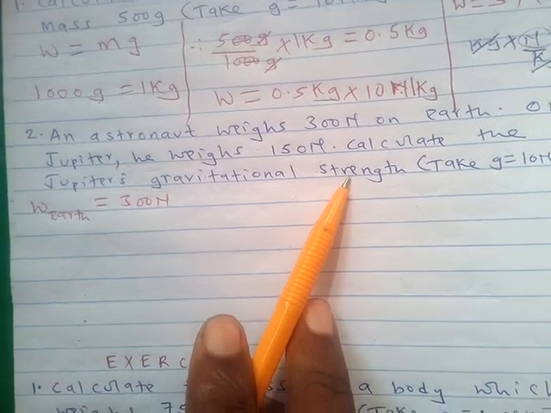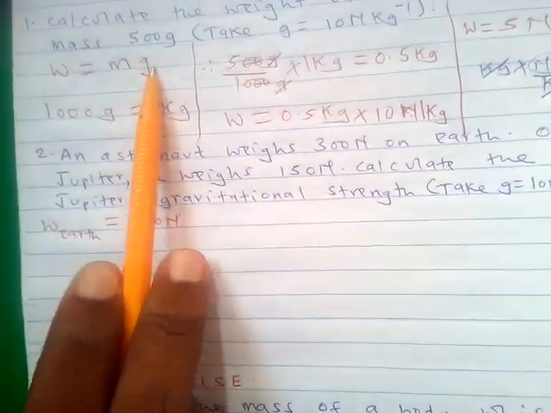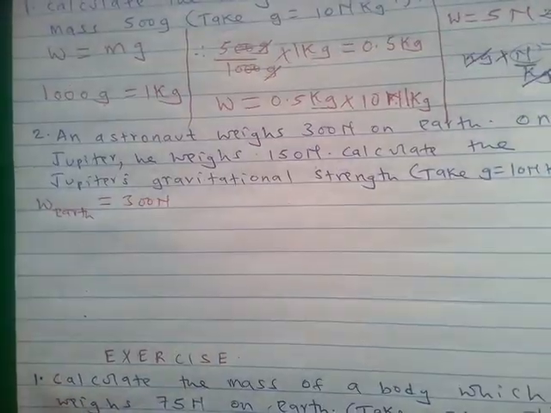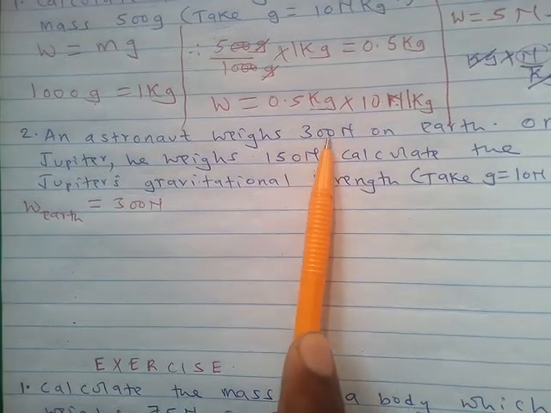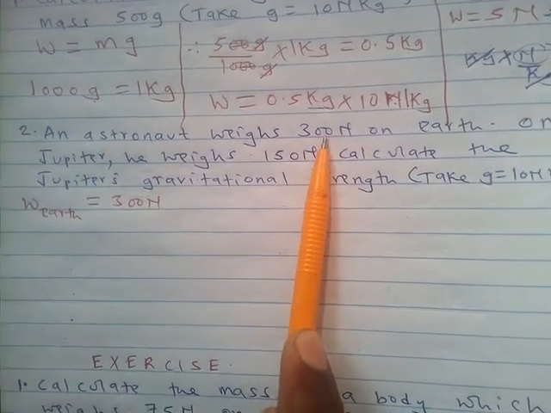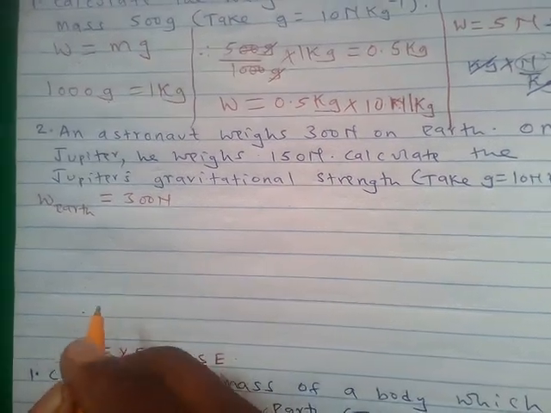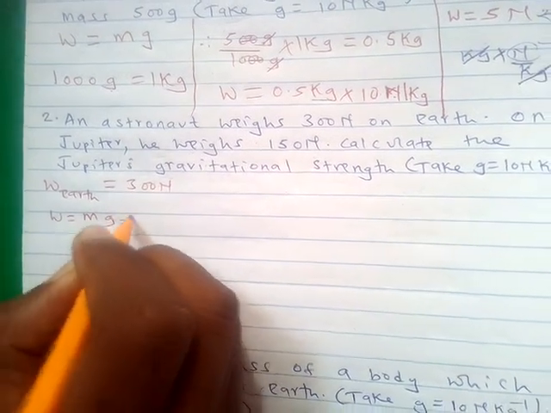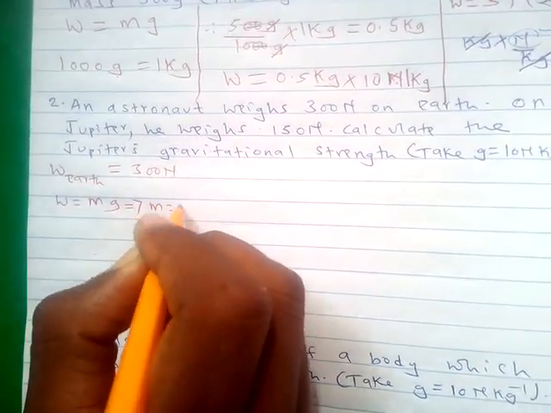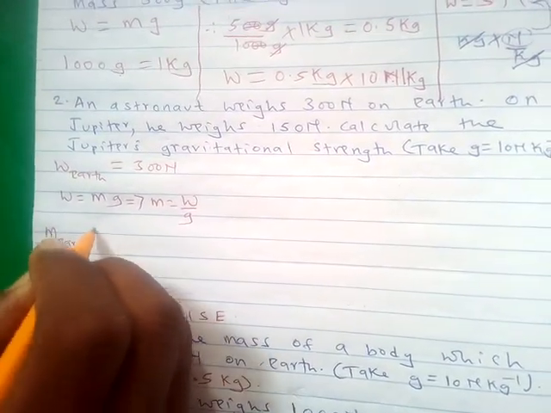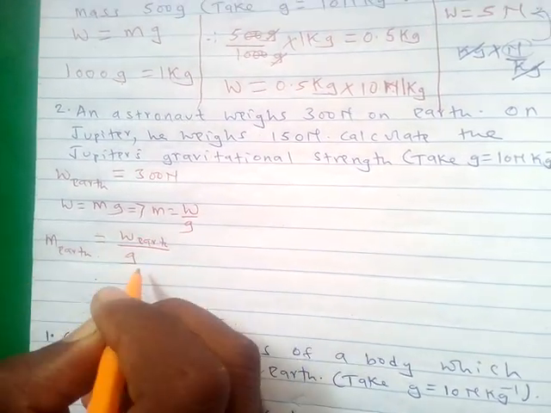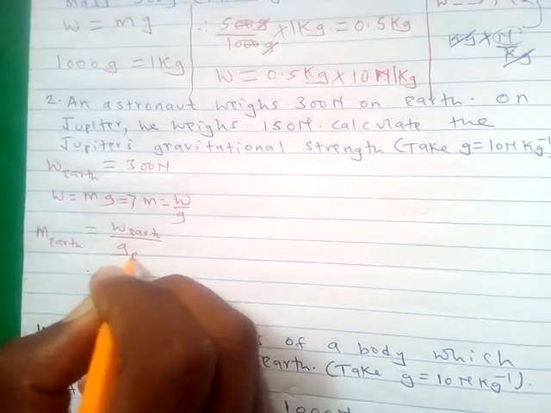So remember, to find the gravitational strength from the formula weight is equal to mass times gravity, we need to have the weight of that person on Jupiter and also the mass of that person on Jupiter. So the mass on Earth will help us to find the mass of that person on Jupiter. So from weight is equal to mass times gravity, the mass will be given by weight over gravity. So the mass of that person on Earth will be equal to the weight of that person on planet Earth divided by the gravitational field strength on Earth.